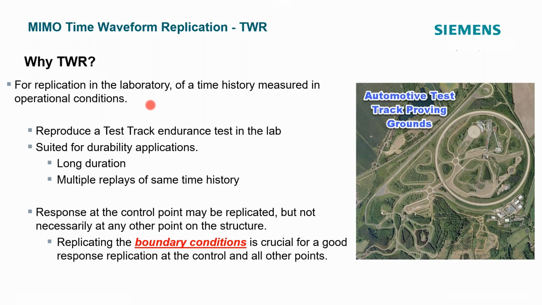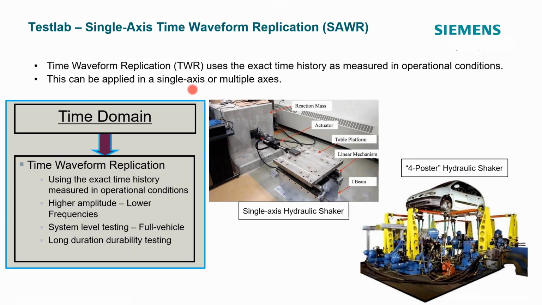With this technique, there's kind of a mix of using spectrums and time, but in the end, our goal is to achieve a time waveform replication of different points around the vehicle. And again, for replicating this, our boundary conditions have to be very close to what we would see out in the field, and that's crucial for success. In this case, time waveform replication uses the exact same time history. You can use the exact same time history or do some averaging, for example, in the time domain to depict what you would see in operational conditions.